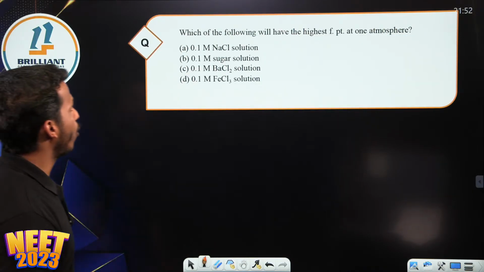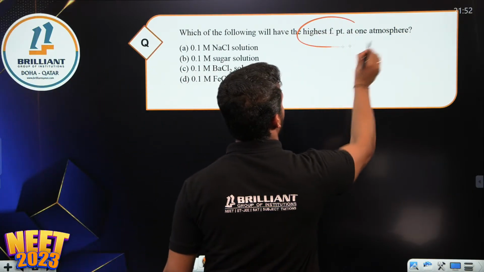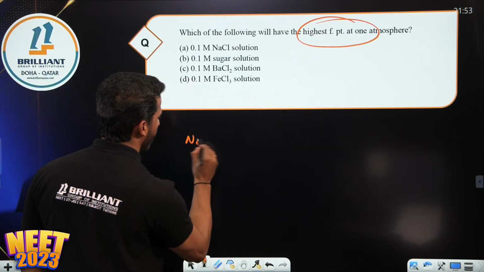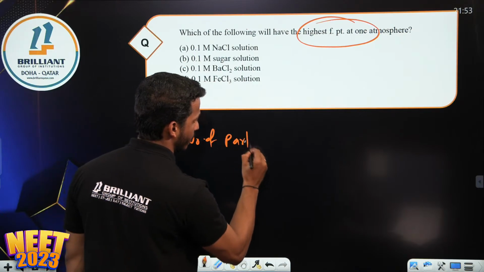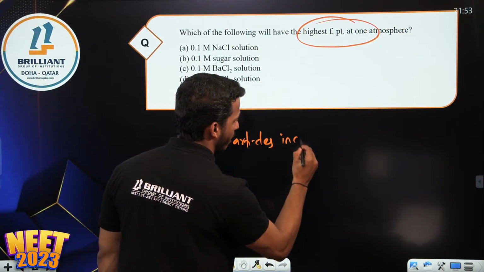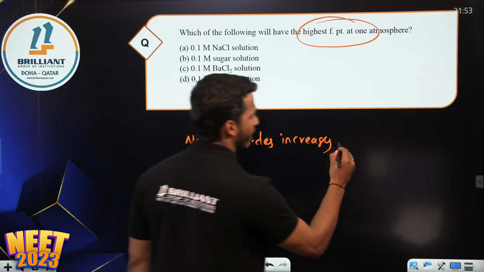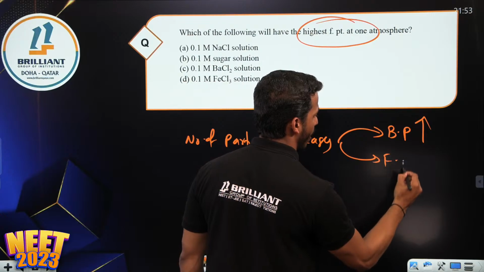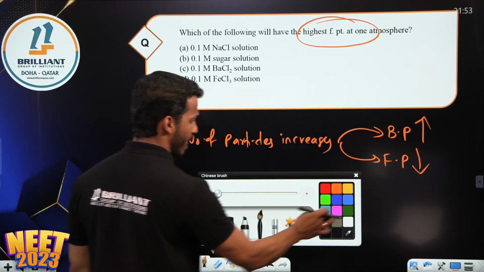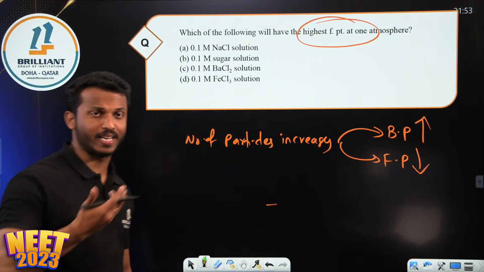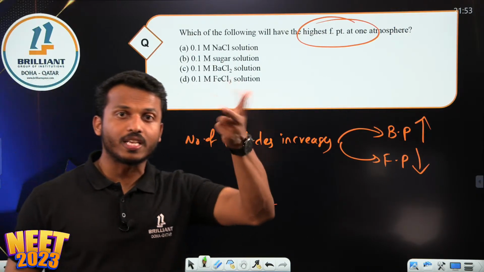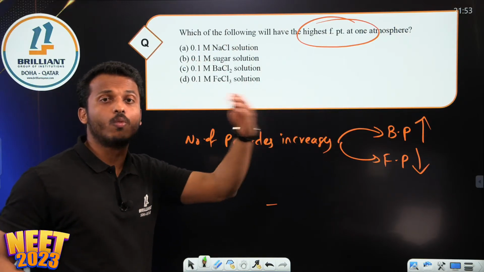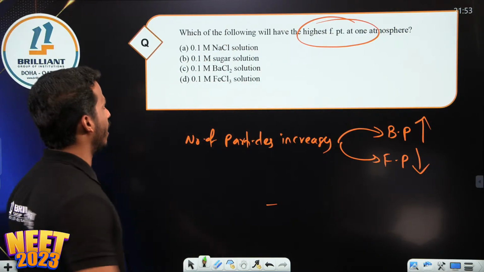Now, which of the following will have the highest freezing point? Highest freezing point, dear all. Remember all of you, as the number of particles increases, boiling point increases and freezing point decreases. As the number of particles increases, boiling point increases, freezing point decreases. So the one having the highest freezing point is the one which gives fewer particles.